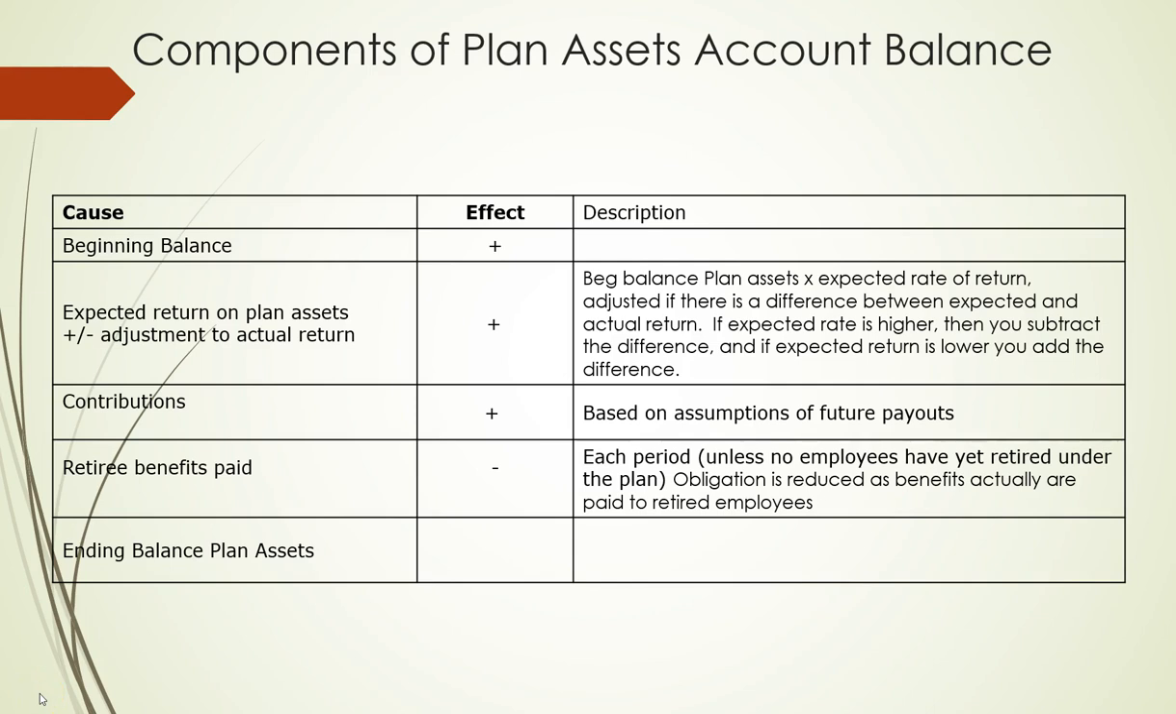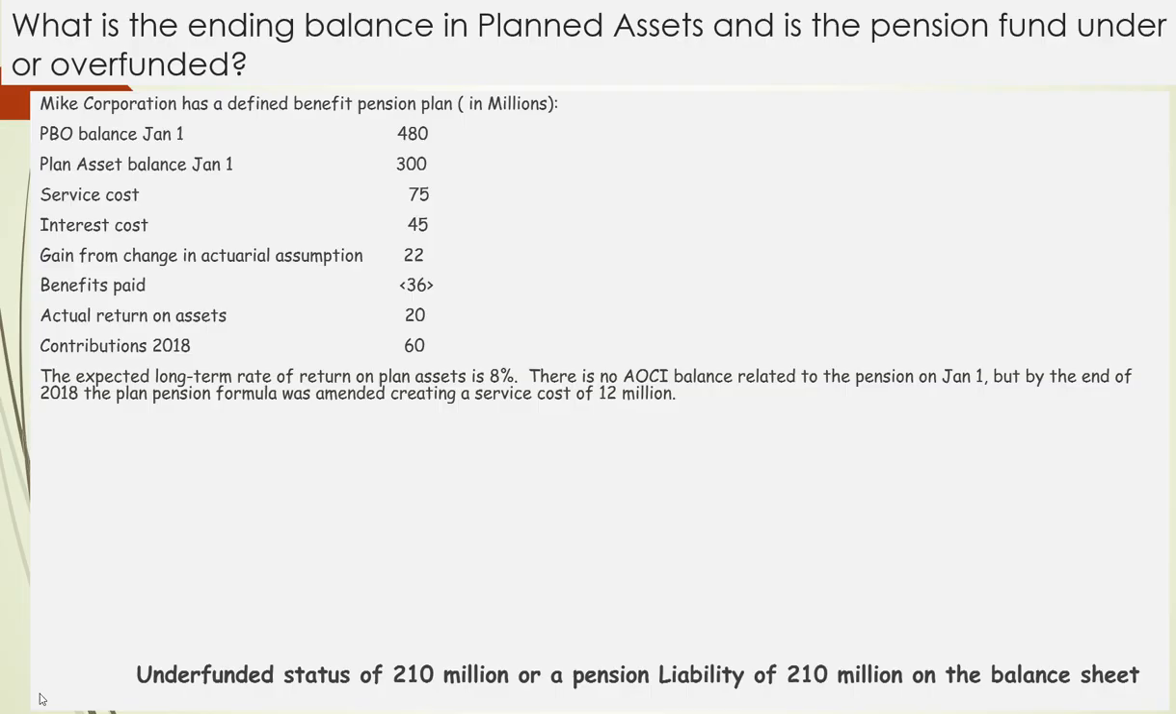And if we expected a return higher than we actually received, that is going to be a reduction in what we have for our plan assets. Then we're going to add to it any contributions, and we're going to subtract out retiree benefits paid during the year. So in our example, our plan started at $300 million.